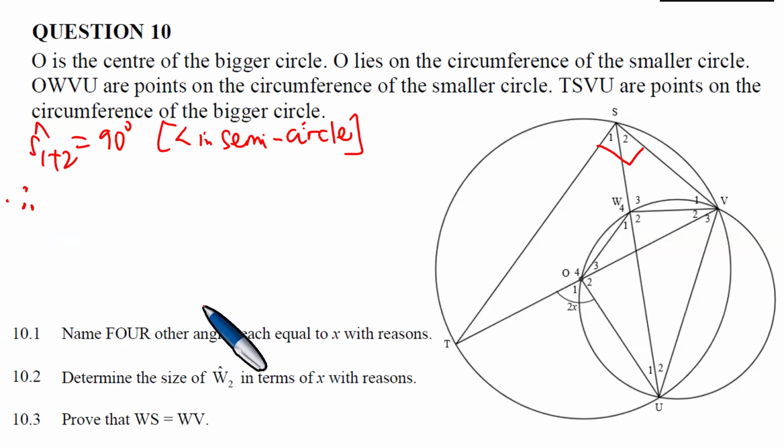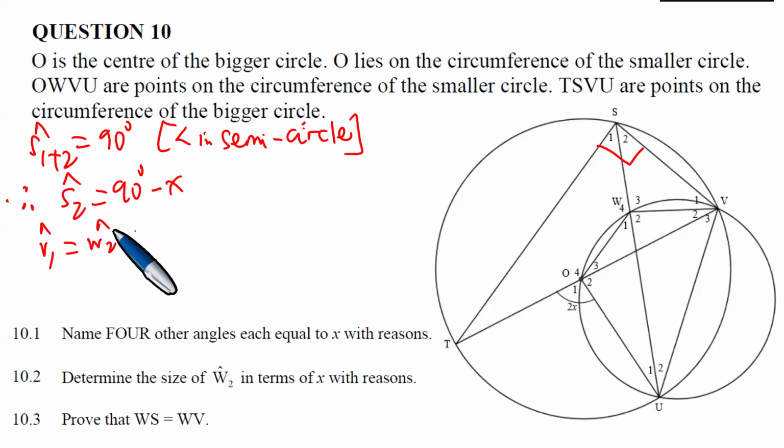Therefore, the angle S2 is equal to 90 degrees minus x. The angle V1 is equal to the angle W2 minus the angle S2. You already know that this one is x, so that S2 is 90 degrees minus x. 90 degrees minus x plus x is 90 degrees.